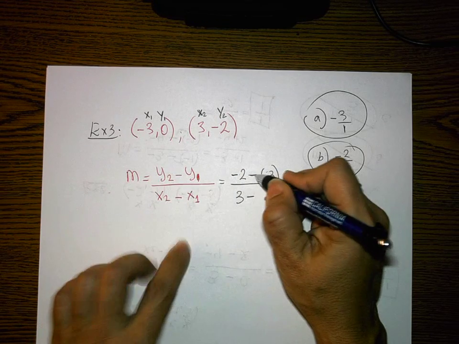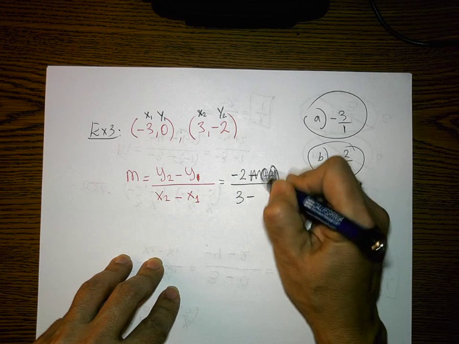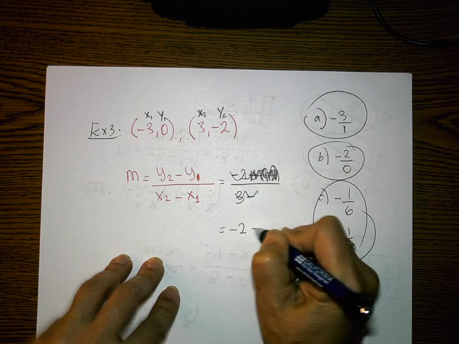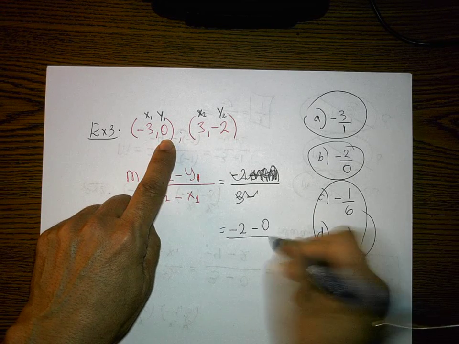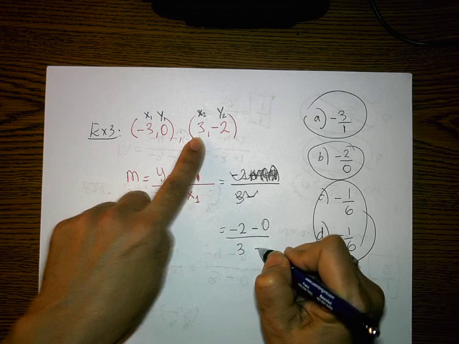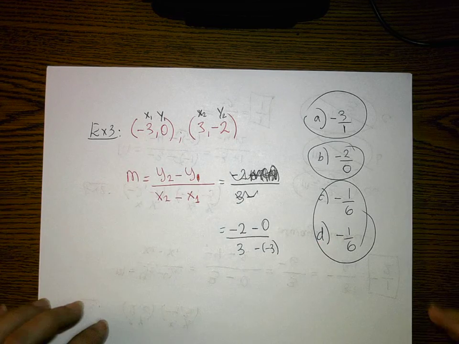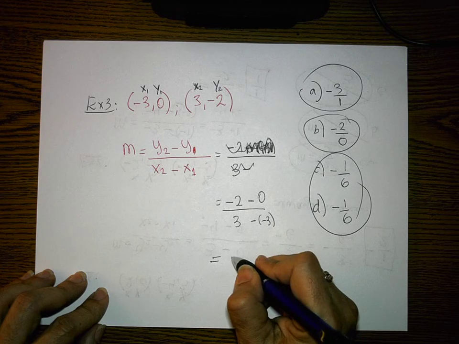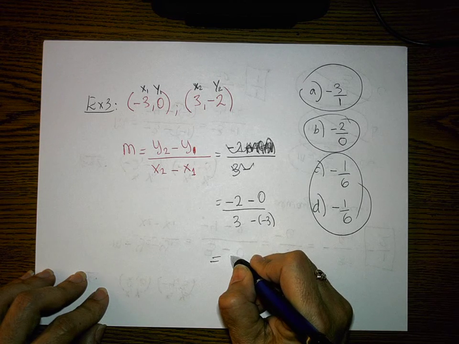All right, this is not right. Let me start all over again. Negative 2 minus a 0, all over a 3 minus a negative 3. There we go. Okay, so what is negative 2 minus a 0? What is negative 2 minus a 0?